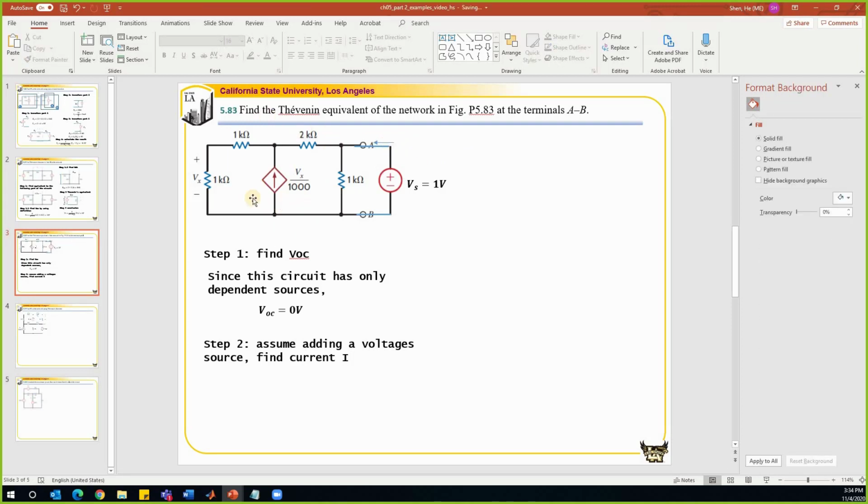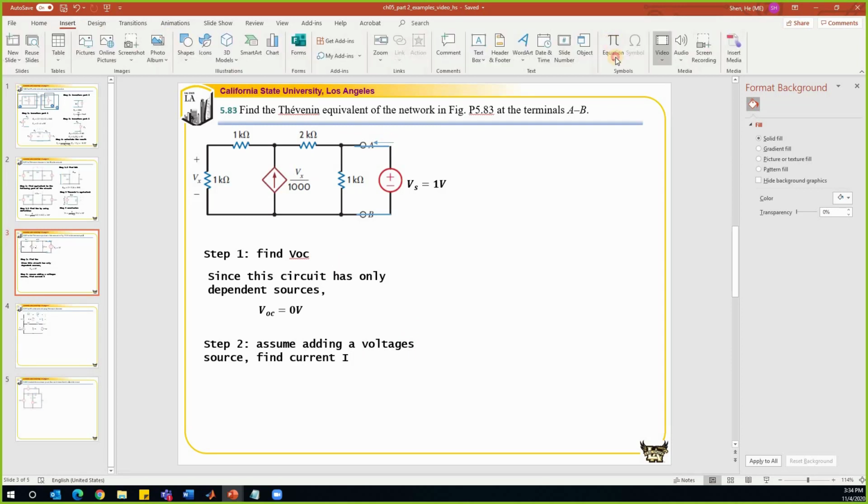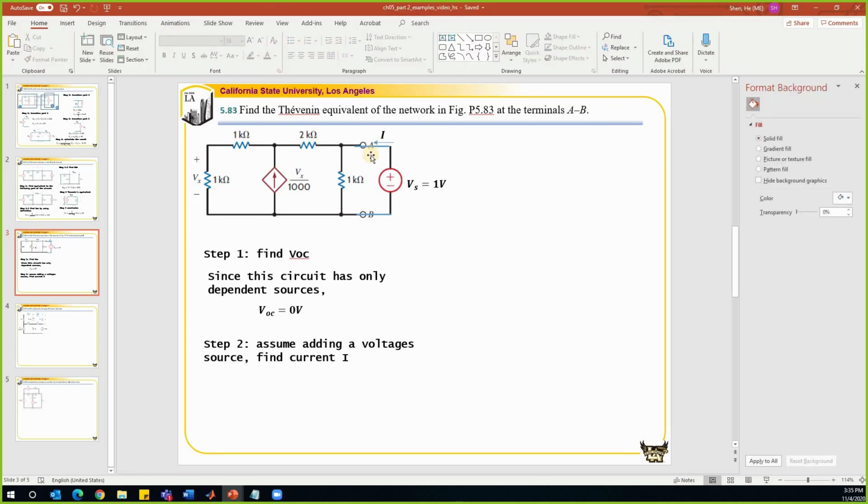Eventually we want to find the resistance of the network. If we add a voltage source like that, the current should be defined to the left. We call this current I. Let's see how we find the current I. We can select either nodal analysis or loop analysis to solve this problem, right?